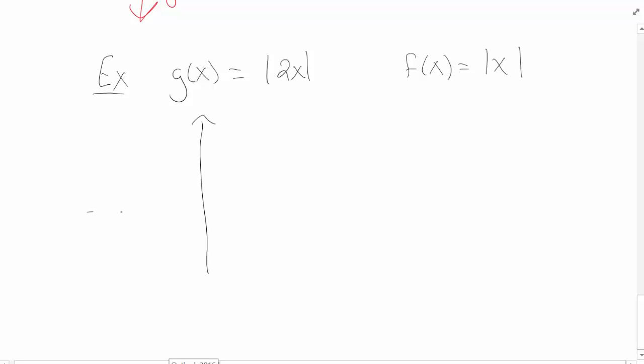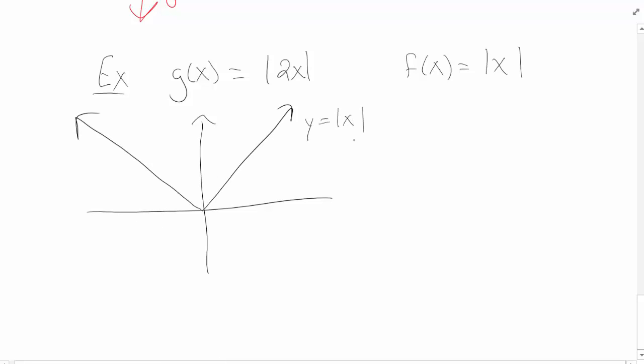Next example, how about if instead we had g of x is equal to the absolute value of 2x? Well, my toolkit function that I know what it looks like is the absolute value of x. So let's start with that. Give or take, it looks a little like this. And again, it does go through the origin, but I don't think that's going to be the most useful point to track through. So let me put another point on here. Let's go with 1, 1.